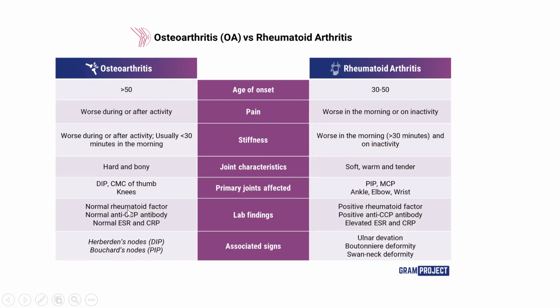In osteoarthritis, lab findings will be normal CRP, normal ESR, normal anti-CCP antibodies, and normal rheumatoid factor. This is also a very important diagnostic factor for rheumatoid: in rheumatoid arthritis, the patient will have positive rheumatoid factor, elevated ESR and CRP, C-reactive proteins are high, and positive anti-CCP antibody, right?